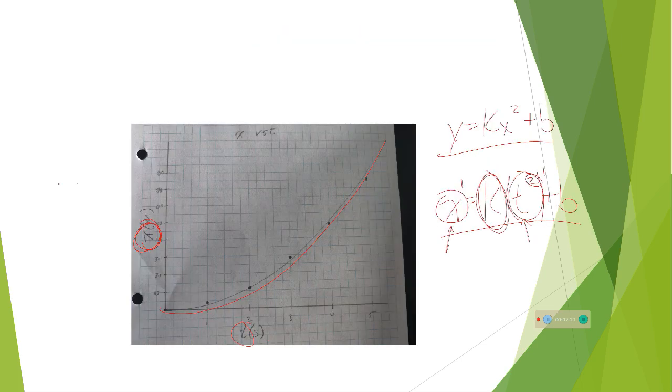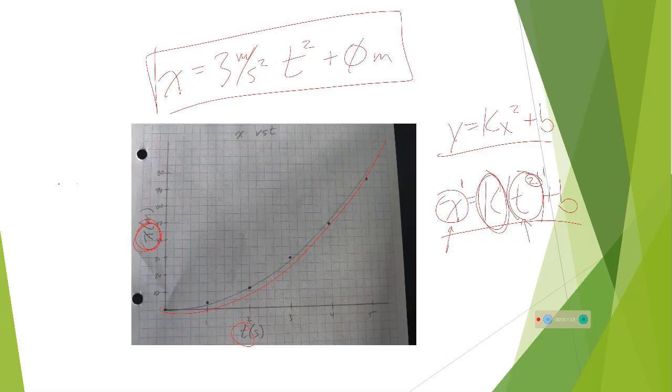So what's my final result? My final result is an equation for this nonlinear function, because that was the whole goal. X is equal to 3 meters per second squared times t squared, because this is a t squared function, plus 0 meters in this particular case. And there we have the equation of a nonlinear function.